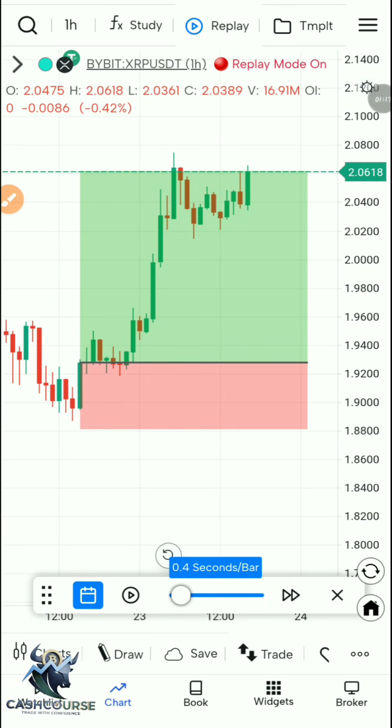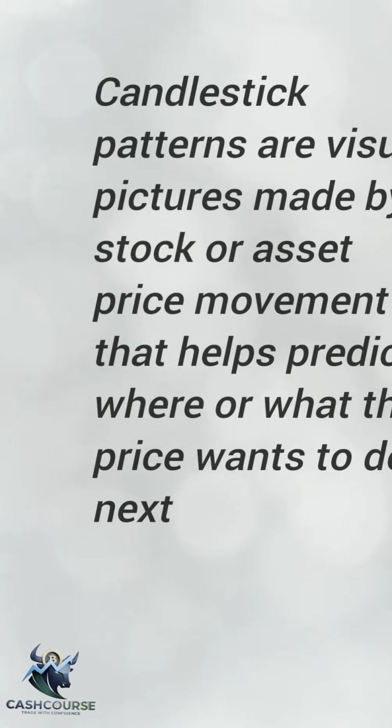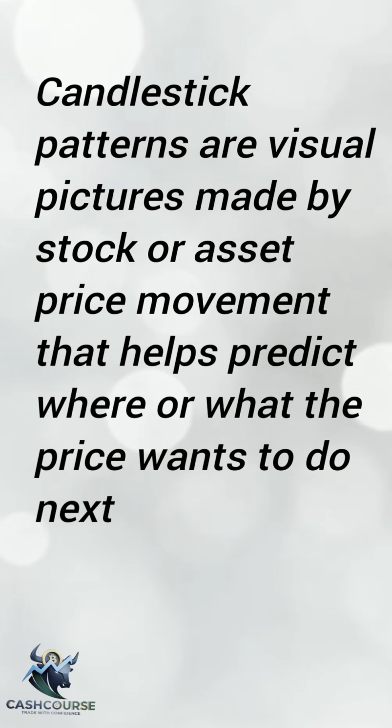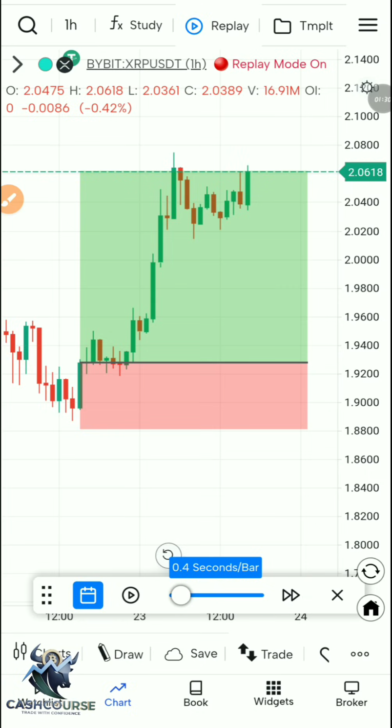What are candlestick patterns? Candlestick patterns are visual pictures made by a stock or asset price movement that helps predict where the price might go next. Now, I want you guys to think of candlestick patterns like a sign language that helps tell traders what price wants to do next.